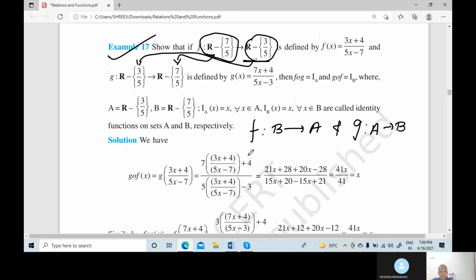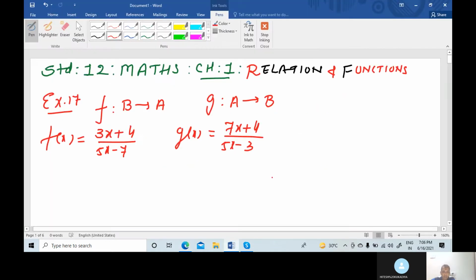Now what about the question? Here we prove FOG equal to IA, I for identity function, and GOF equal to IB, I for identity function. Here the identity function is from A to A, and here the identity function is from B to B. We explain here. Look at the notebook.